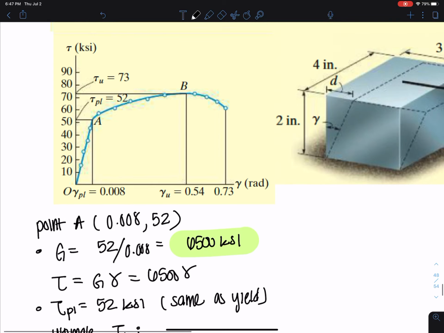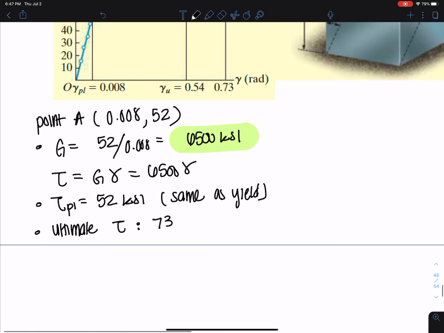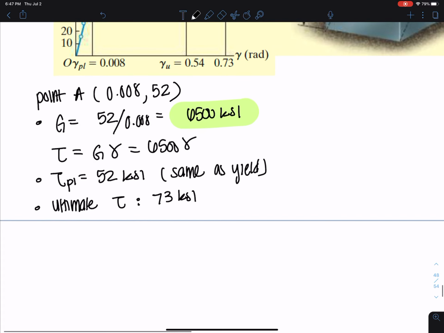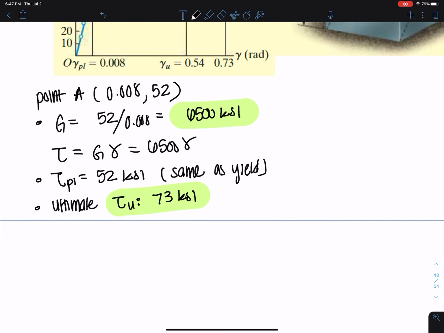That's just the max. So let's come to the diagram. It's already showing it to you. Max tau u is 73. And right now, we've just kind of relayed information down. There's nothing that we've done or calculated yet. Okay, so now we get to calculation.